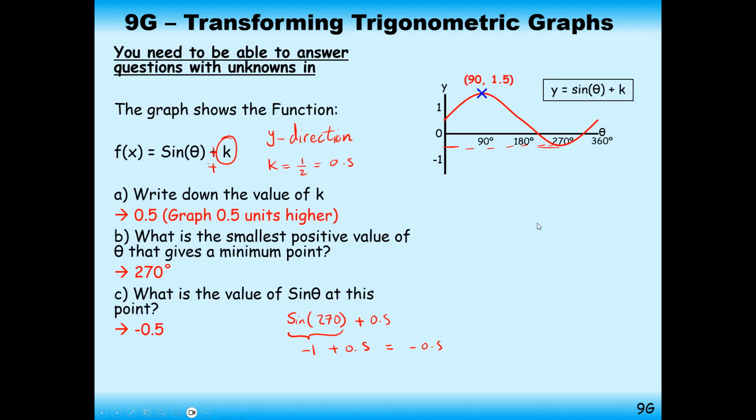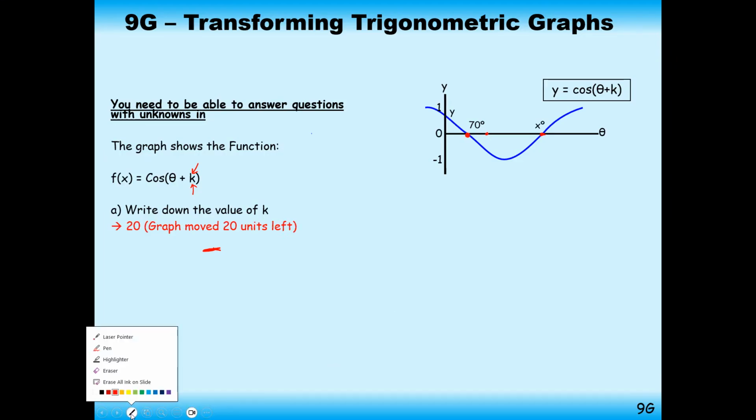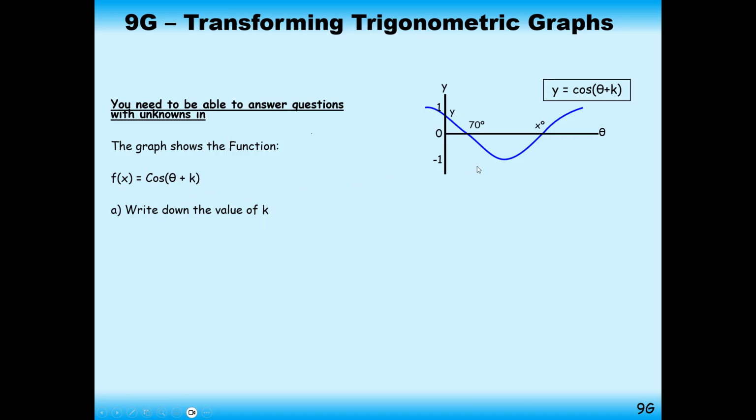All right, so that's the end of this example. You just have to use your knowledge of the sine and cosine curve. Now in this next question, we've been given the transformed graph for cosine, where k is added inside of the function. So we've been asked to figure out what is the value of k.